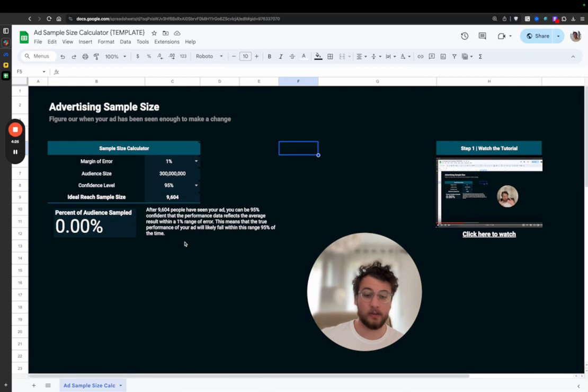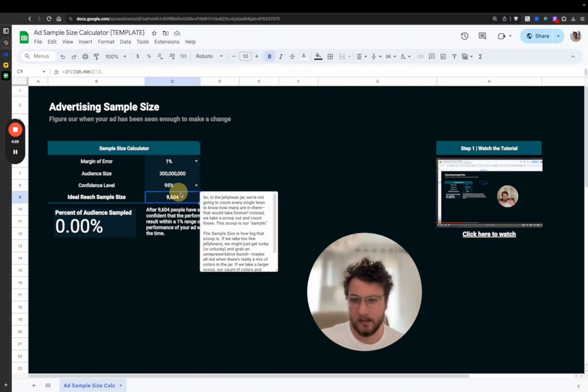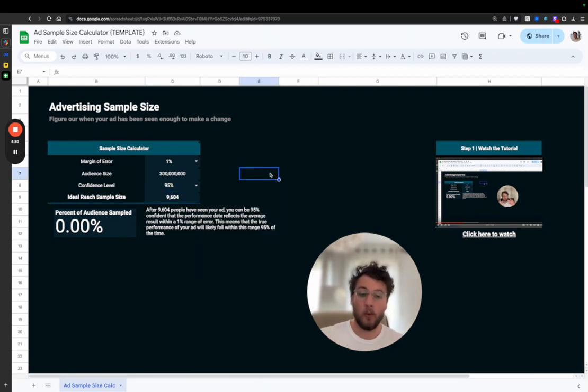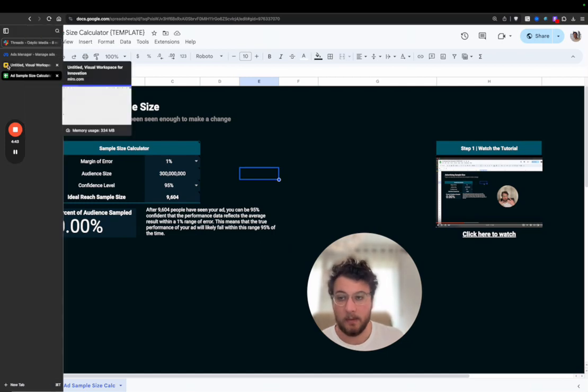So when you're running ads, make sure to at least hit this minimum reach sample size before you go ahead and scale something, or before you go ahead and cut something and turn an ad off, okay? So it's very, very simple, and this calculator is very, very easy to use, and it is free in the description below. Now, keep in mind one note with this.